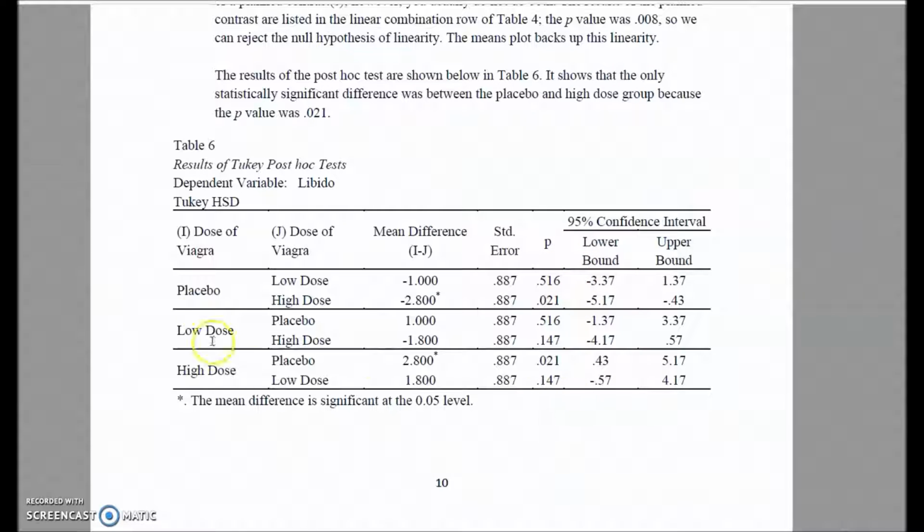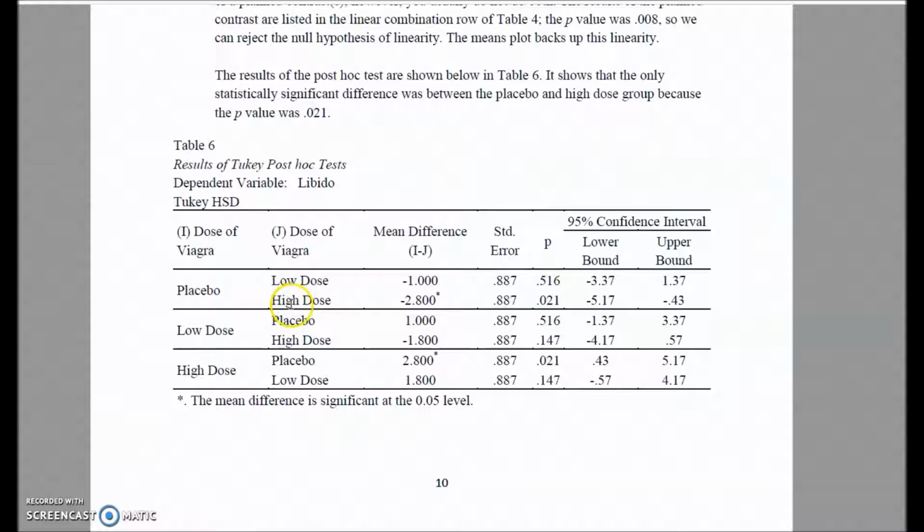And if I look at it, this is your placebo with the low dose, placebo with the high dose. Low dose with the placebo, low dose with the high dose. So you see that it is checking each one with each other one. So placebo with the low dose, I have a 0.5. The significance is not less than 0.05. So it is not significant, placebo and low dose.